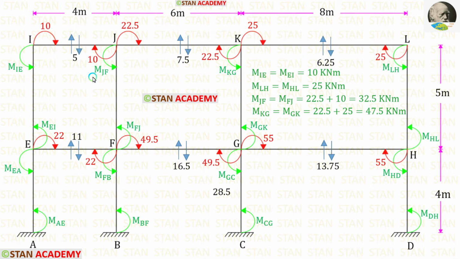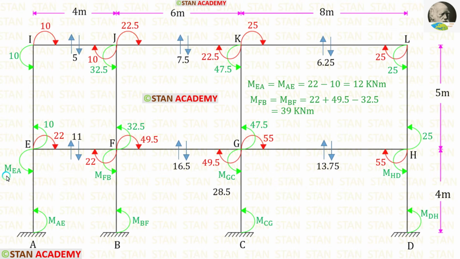We can find MJF by adding these two moments. We are getting 32.5. So MFJ also should be 32.5. We can find MKG by adding these two moments. We are getting 47.5. So MGK also should be 47.5. Now let us find MEA. For that we have to subtract 10 from 22. When we do that, we are getting 12.